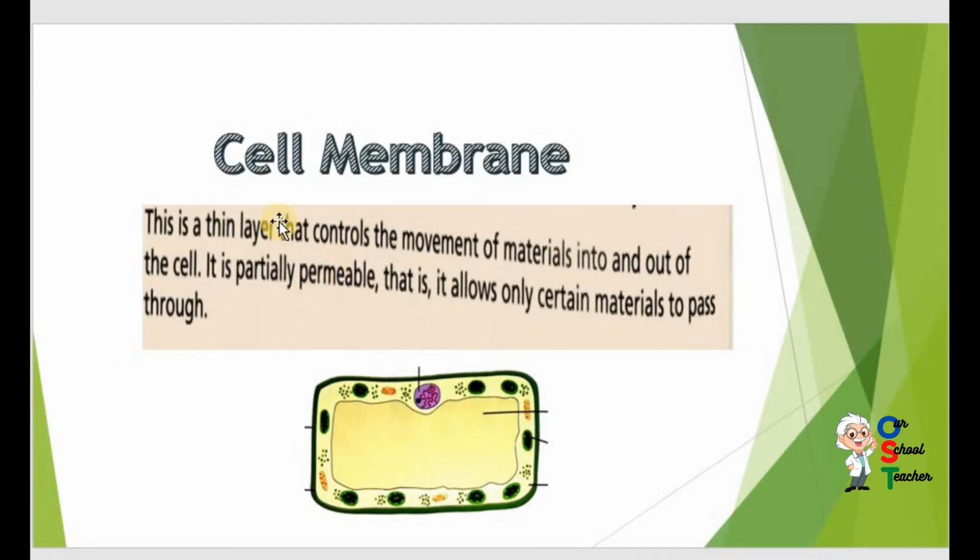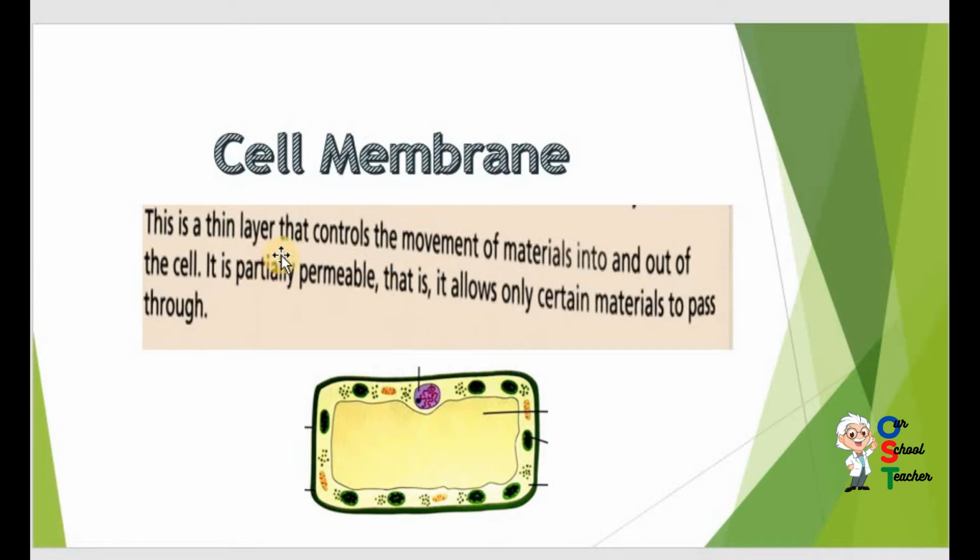Okay, the next structure is the cell membrane. It is inside the cell wall. This is a thin layer that controls the movement of materials into and out of the cell. You know, plants absorb water and minerals from the soil, so this cell membrane is responsible for this absorption. It is partially permeable, that is, it allows only certain materials to pass through. Partially permeable means it allows only a particular type of particles.